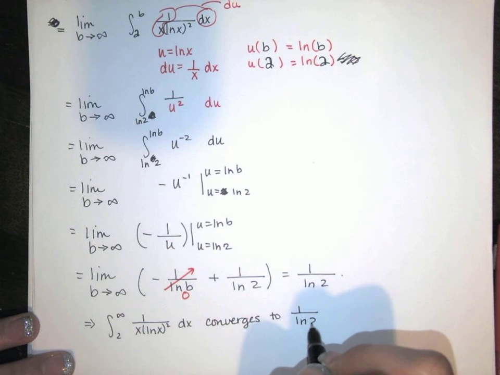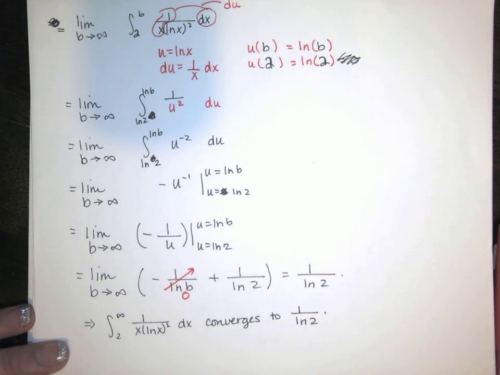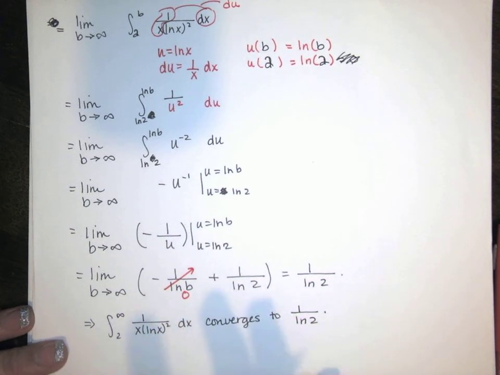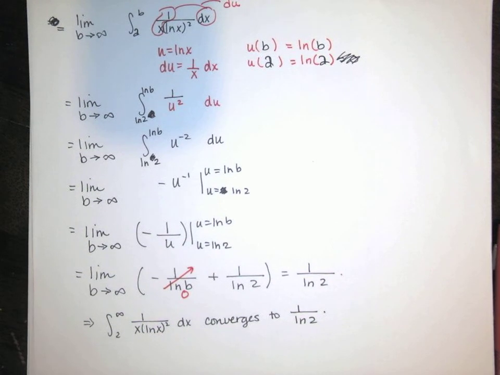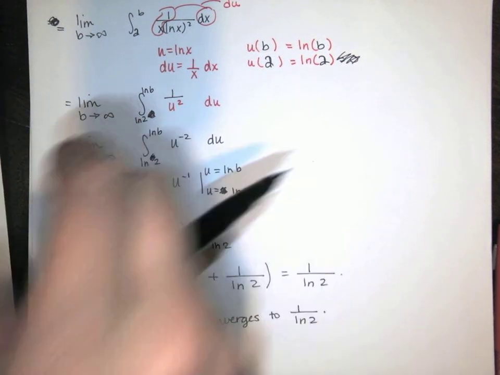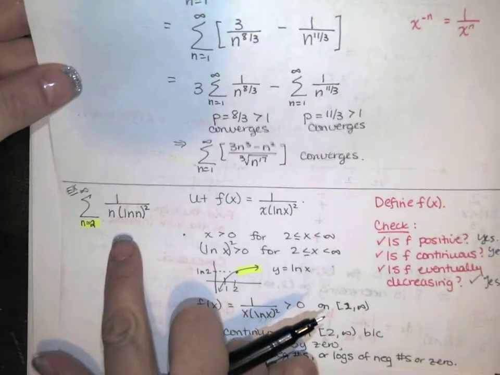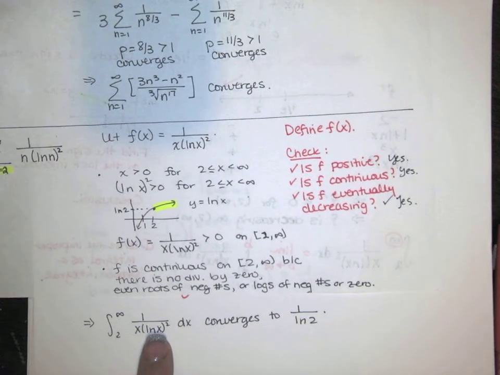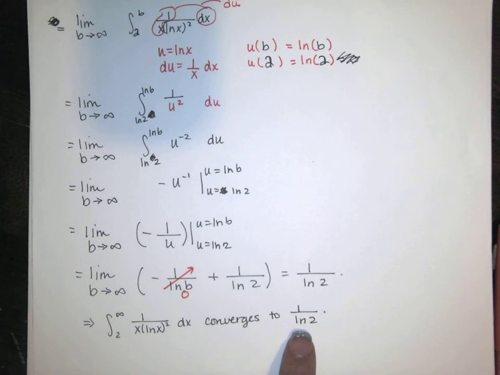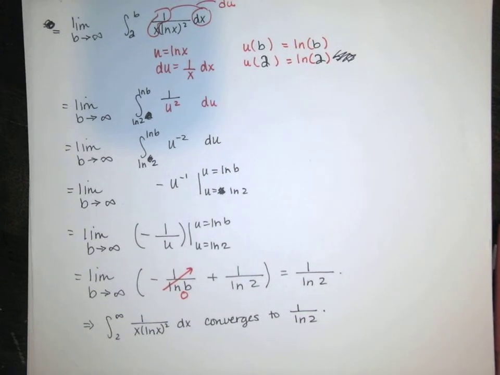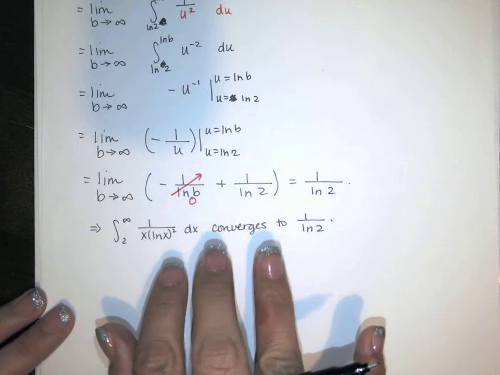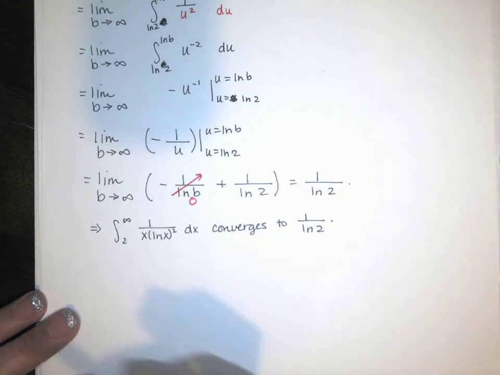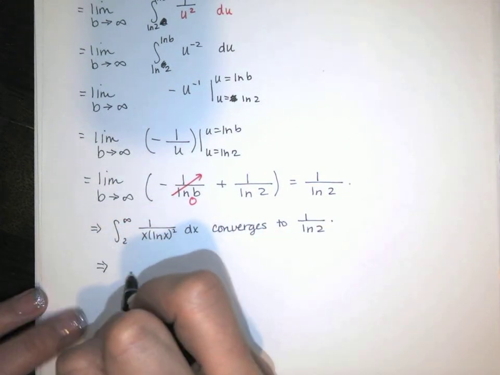What were we doing again? What was this question about? Was this an improper integral problem? Yes and no, right? This was an integral test problem. The question was not about that integral, but it was about this series. And remember what the integral test says. If this integral converges, then this series converges. Now, the integral happened to converge to 1 over natural log of 2. It doesn't tell us anything about what the series converges to. All we know is that if this converges to something, the series converges to something as well.